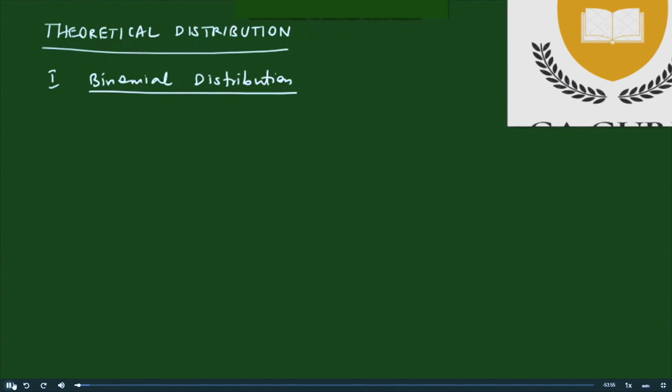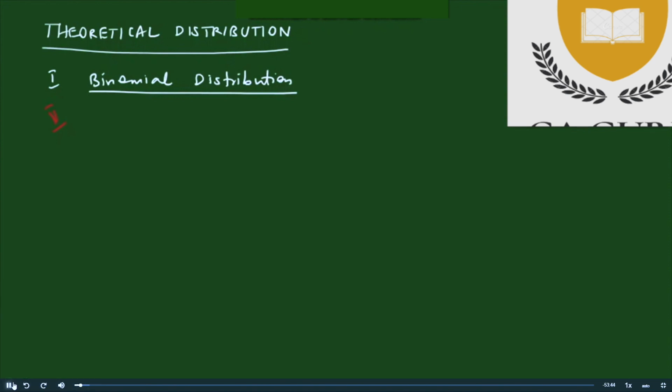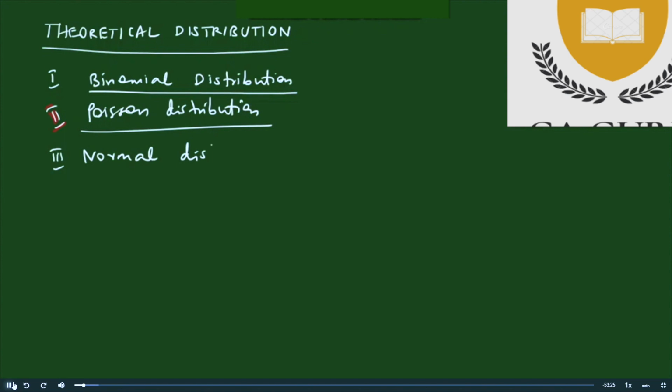The first is binomial distribution. The second is Poisson distribution, and the third is normal distribution. First I shall be starting with binomial distribution. So just take a note of these subsections within this chapter: binomial, Poisson distribution, and then the last one is normal distribution. I'll be starting with the first section, which is binomial distribution.